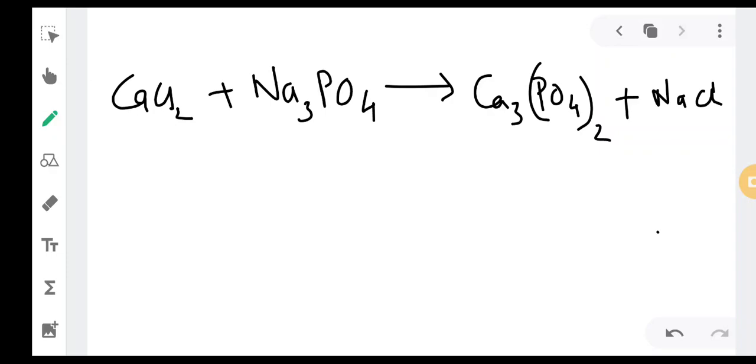Calcium, Ca is calcium. CaCl2, Cl is chlorine. So this is Cl2 plus Na3PO4. Na is nothing but sodium. P is phosphorus, and O is oxygen, as you all know. So Na3PO4 gives you in the product Ca3 bracket.